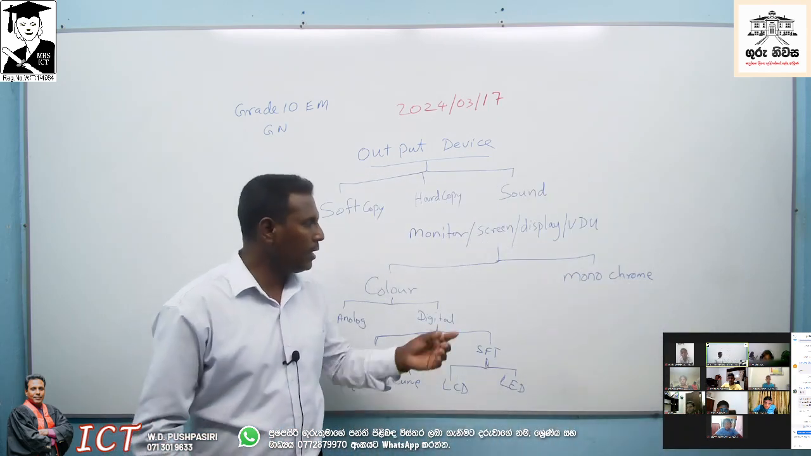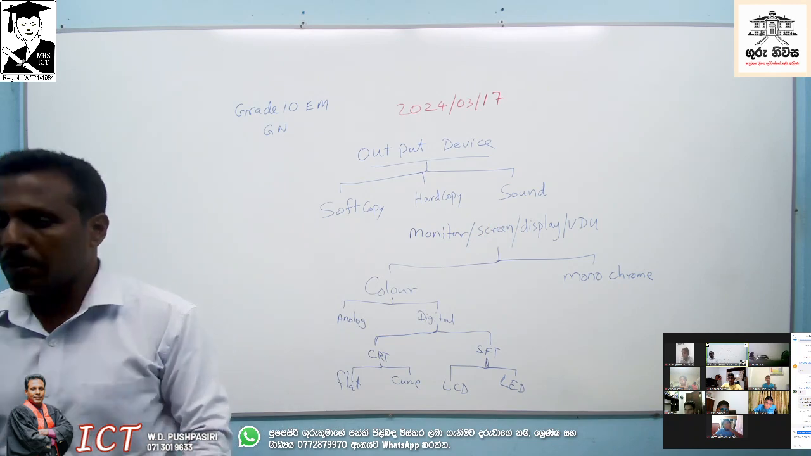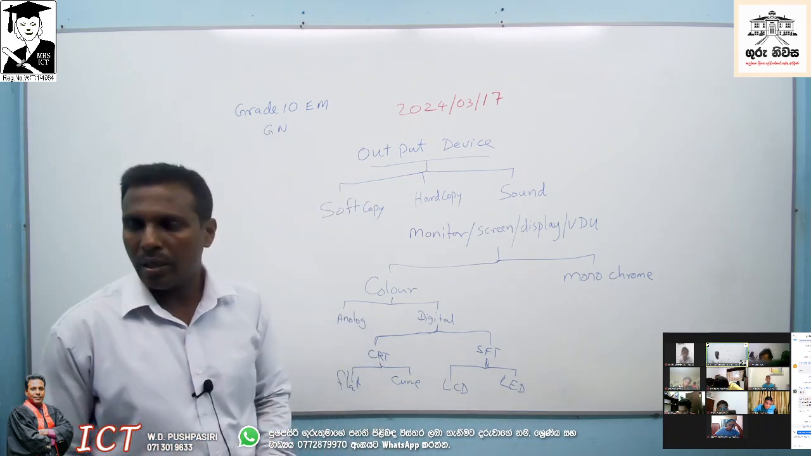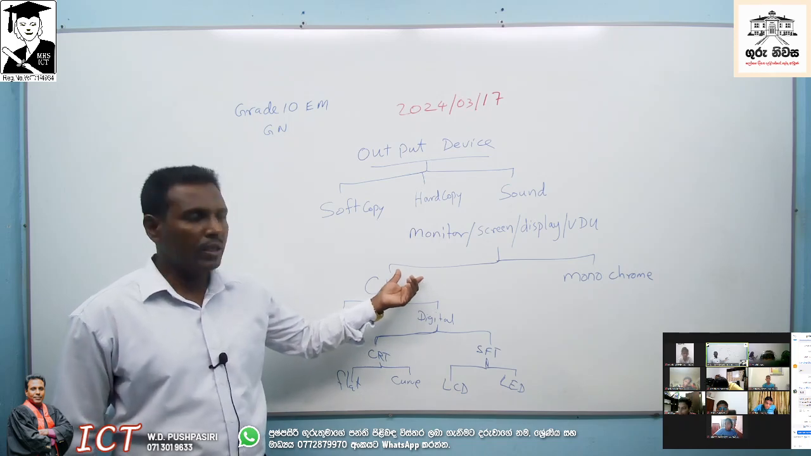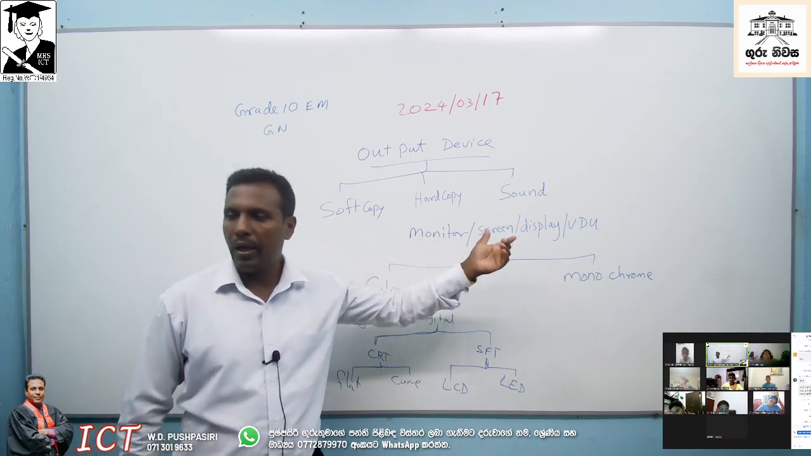So monitor, we call it sometimes screen, or some people say display, or some people say VDU. So what do you mean by VDU? Okay, write down what VDU is. VDU means visual display unit. Then those monitors can be divided into two, monochrome and color, right?